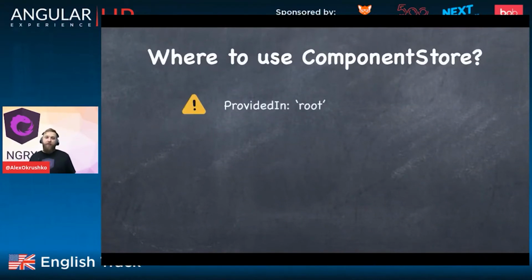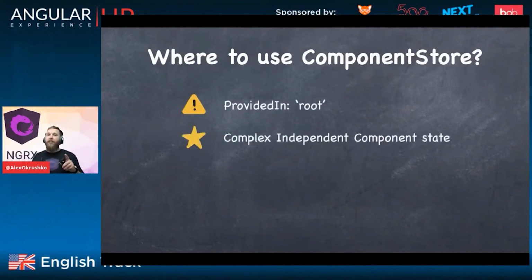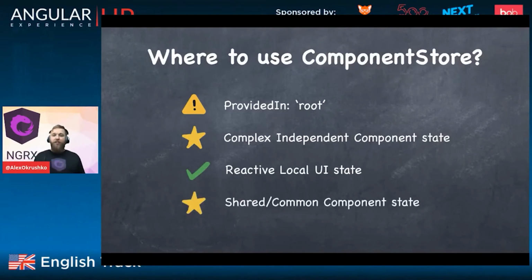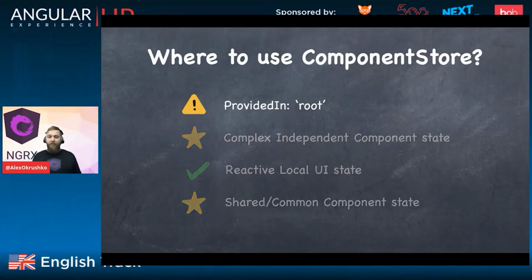Well, we saw the provided in root use case. It could be used in complex independent component state. It could be used as a reactive local UI state and shared common component state. Let's get to those one by one. So we just saw the provided in root case. And even though you see the warning sign there, exclamation mark, it kind of works, but then if you have too many component stores that have now become provided in root, you now have 10, 15 of those services all around, each with their own state, start injecting one into another.